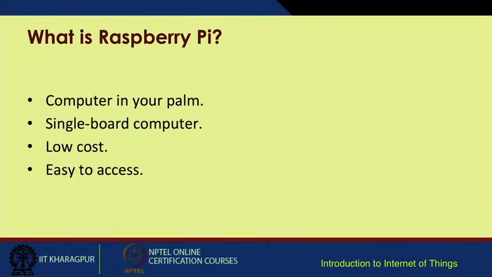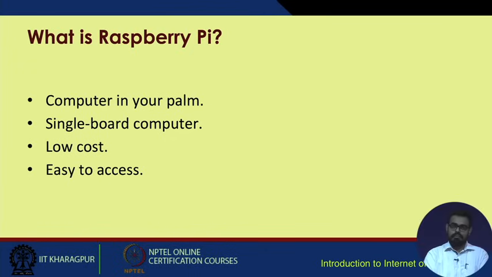So, what exactly is a Raspberry Pi? It is basically a micro-sized computer. In common terms, it is said to be a computer in your palm. More specifically, it is a single board computer which is a very low cost device and which is very easy to access. These are some of the main reasons why Raspberry Pi has become so popular with respect to IoT as well as hobby electronics people.